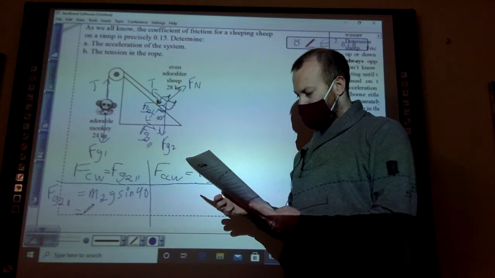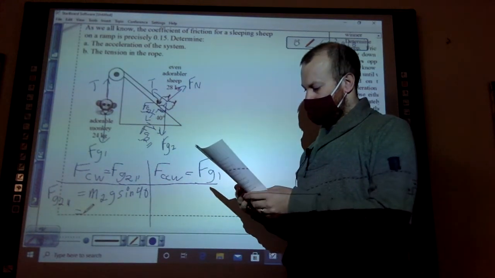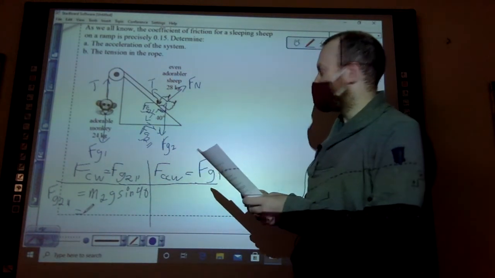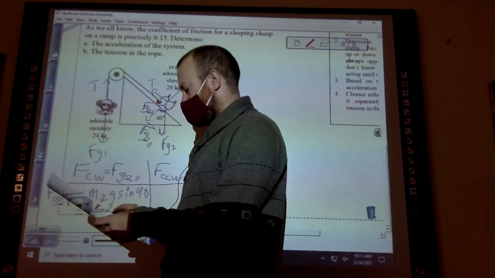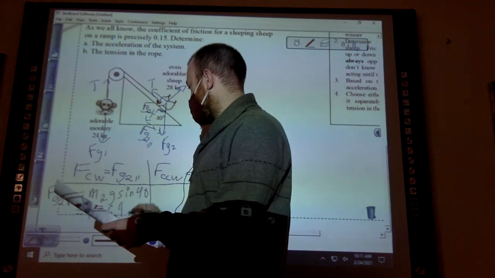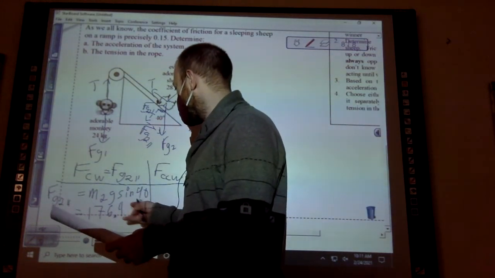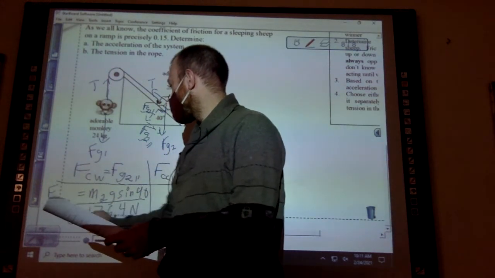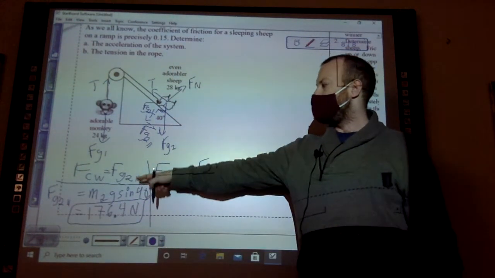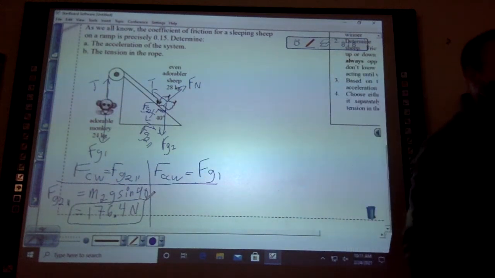So calculating this, what do we get? We're dealing with 28, right? Yep. Okay. So this is equal to 176.4 newtons. That's a terrible looking 4. Force of gravity 2 times sine 40.